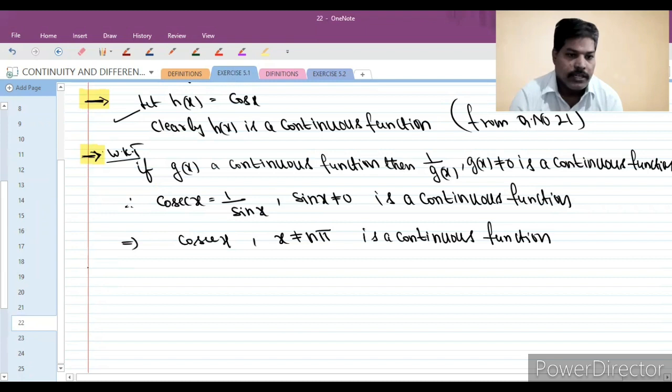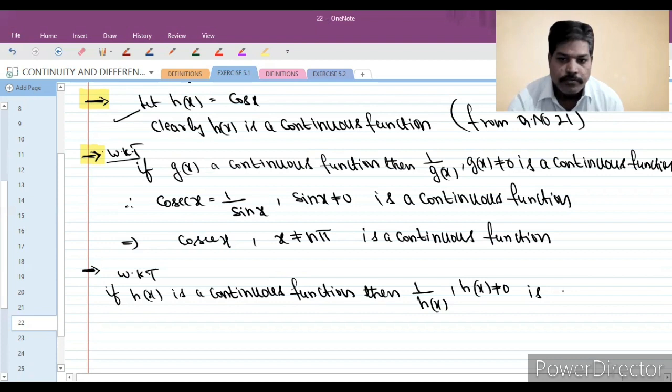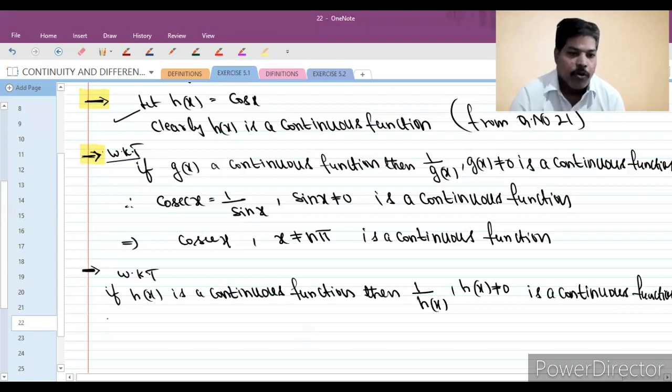So next condition, what we will take that? We know that if h of x is a continuous function, then same condition, what is that? 1 by h of x, comma, h of x not equal to 0 is a continuous function. That is the meaning, therefore what happens, students?